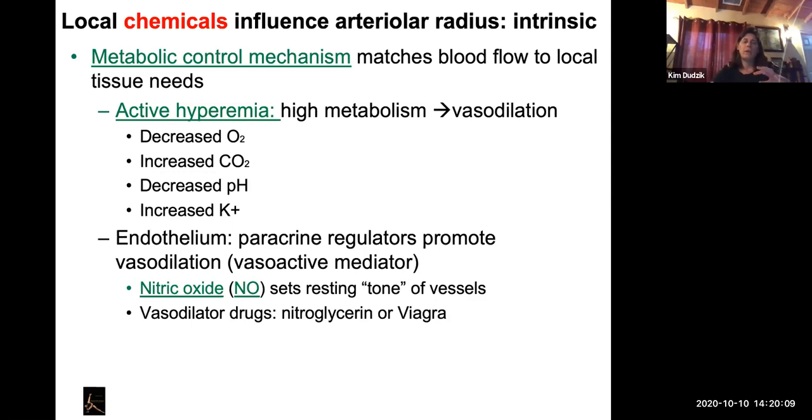This is what the drug Viagra is based on, this concept of nitric oxide vasodilating blood vessels. Viagra is a drug that helps men achieve an erection. And the way it does that is by producing nitric oxide, and an erection is produced by the vasodilation of the artery that goes through the penis.